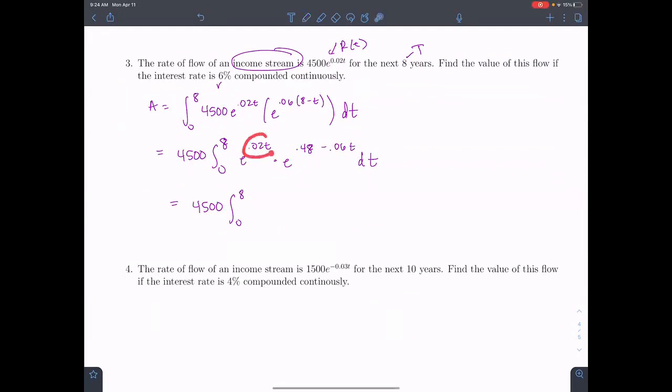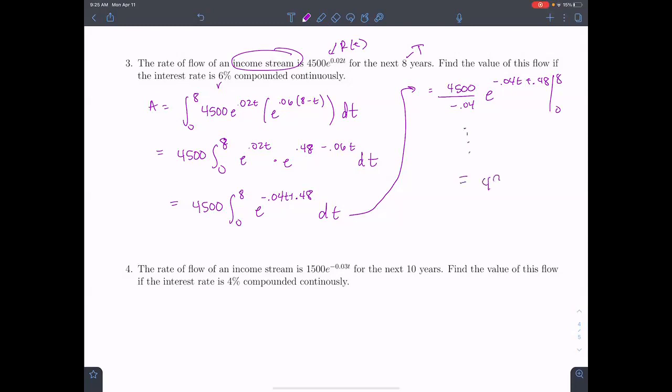So 0.02 minus 0.06 gives me negative 0.04t plus 0.48 dt. There's a t here. And then we're looking at 4,500 over negative 0.04. Once we actually take the integral, because with that u substitution, the negative 0.04 will divide by it. So e to the negative 0.04t plus 0.48. This is evaluated from 0 to 8. Once you do that in your calculators, this gives you $49,788.40.